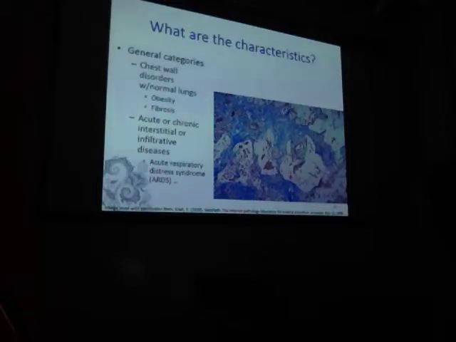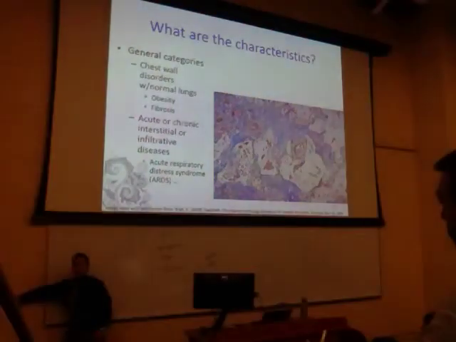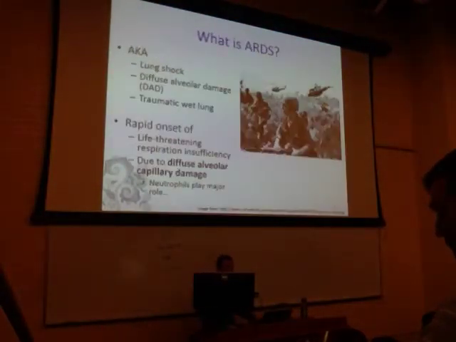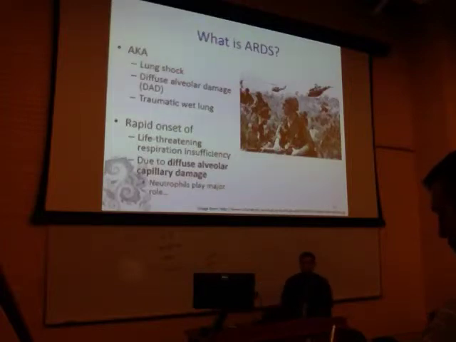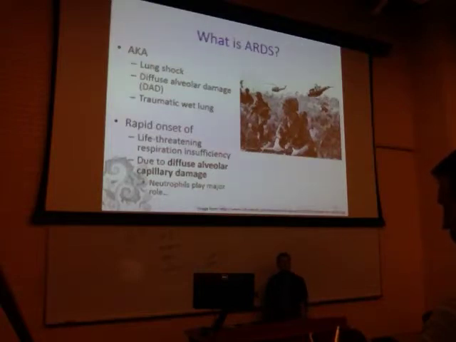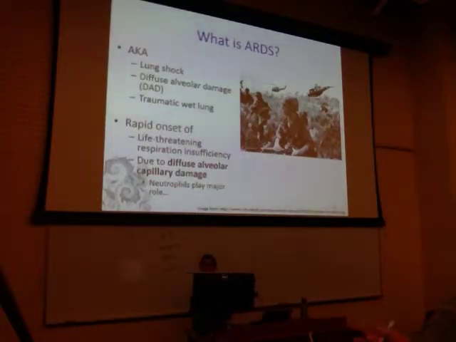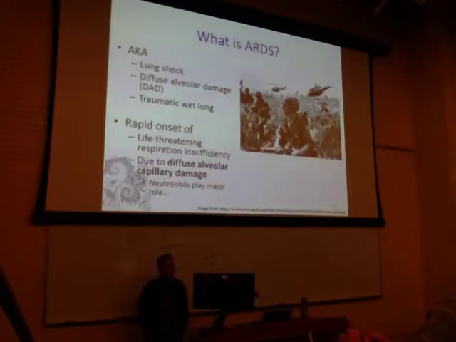It could be an acute or chronic disease that could cause a problem. A lot of them are diseases that are going to infiltrate into the lungs. So, for example, acute respiratory distress syndrome. What is that? What is ARDS? So ARDS is a disease known as acute respiratory distress syndrome. It has a couple of other names. It's called lung shock. It's also referred to as traumatic wet lung or diffuse alveolar damage, DAD.